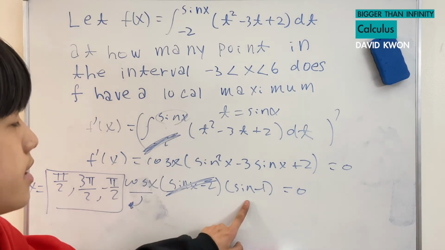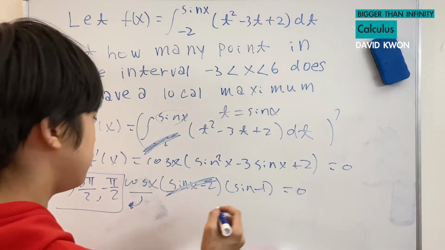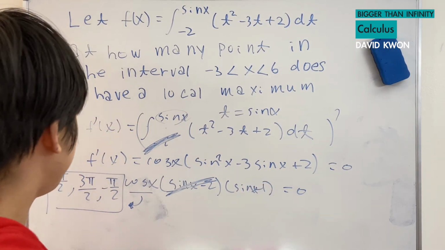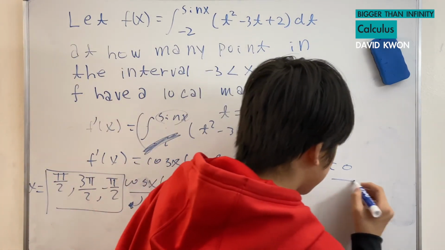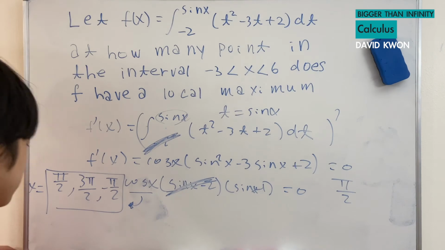And now sine x minus 1 is equal to 0. We add 1 on each side, we would get, oh, I forgot the variable x. Sine x is equal to 1. The only way we can get that is by having pi over 2. And now, what do we do again?